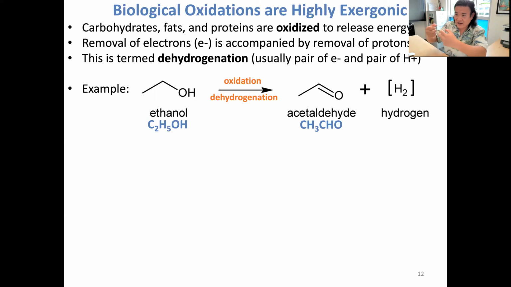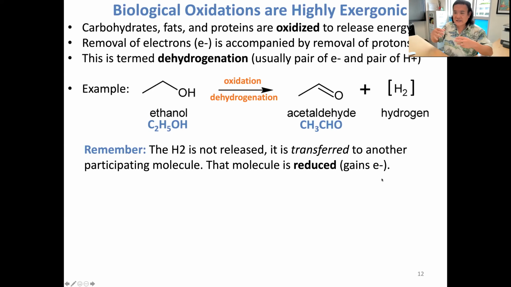Not only that, but you're not going to have two naked electrons with their negative charges being moved around. They will always carry with them 2 protons. So usually a pair of H's, or H pluses. And so as a result, that's why you end up with a molecule of hydrogen, 2 hydrogens, because they represent the 2 electrons that came off of the ethanol with the 2 protons that travel with those electrons. So remember, this hydrogen pair right here, it's not actually released.